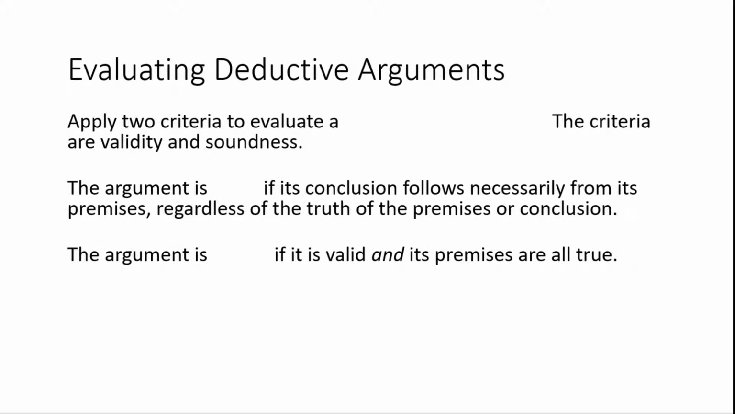Evaluating deductive arguments. Apply two criteria to evaluate a deductive argument. The criteria are validity and soundness. The argument is valid if its conclusion follows necessarily from its premises, regardless of the truth of the premises or conclusion. The argument is sound if it is valid and its premises are all true.